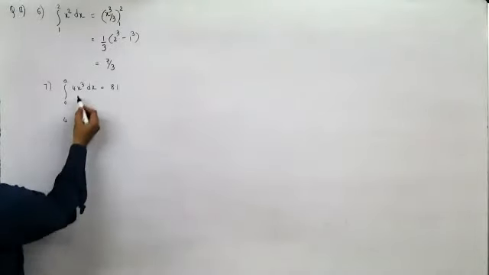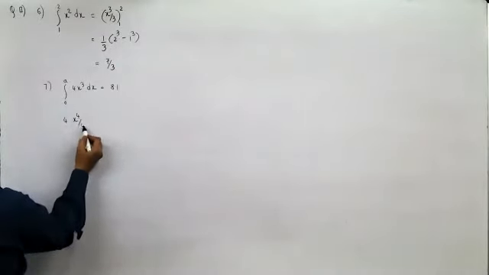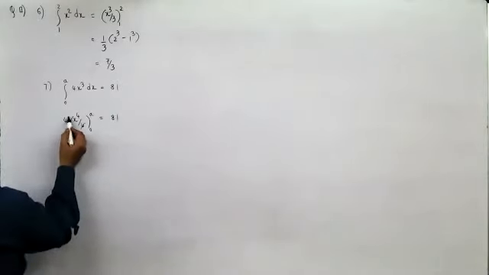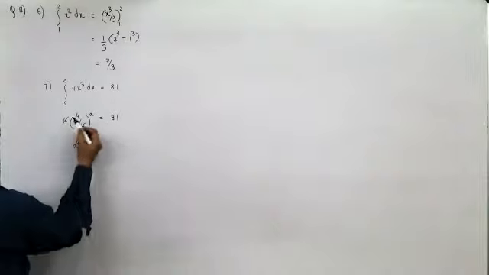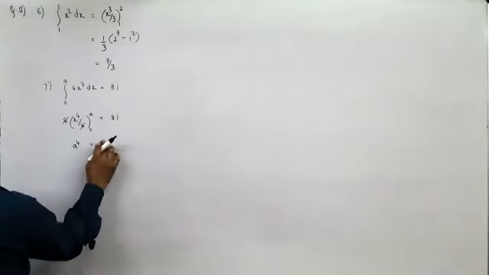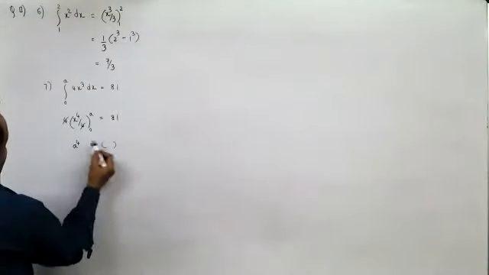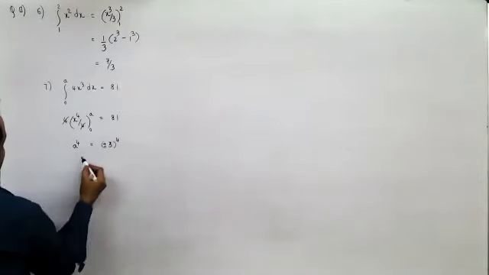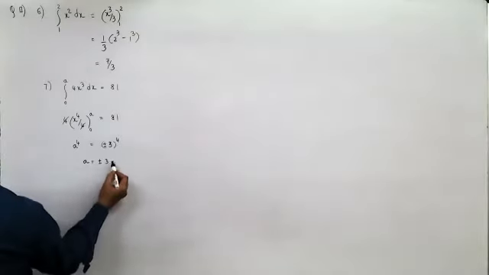Take 4 out. Integration of x cube would be x raised to 4 by 4 between 0 and a, and that is equal to 81. This and this gets cancelled. A raised to 4 minus 0 raised to 4 is 81. Now, if you see, this is even power, so this would be plus or minus. Now 3 raised to 4 is 81. So a is plus or minus 3.